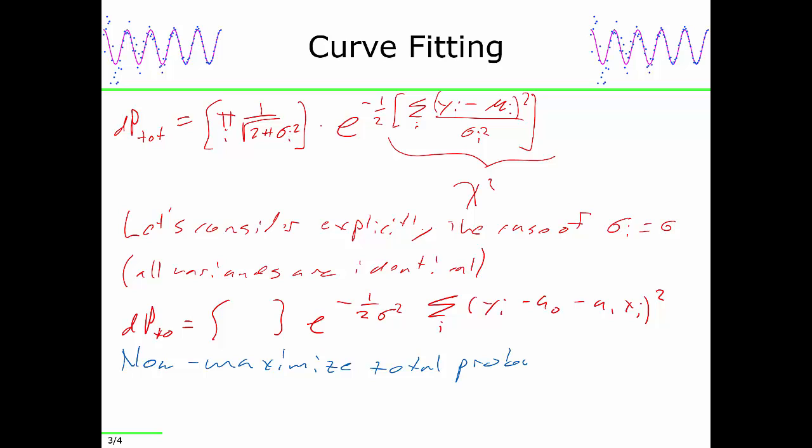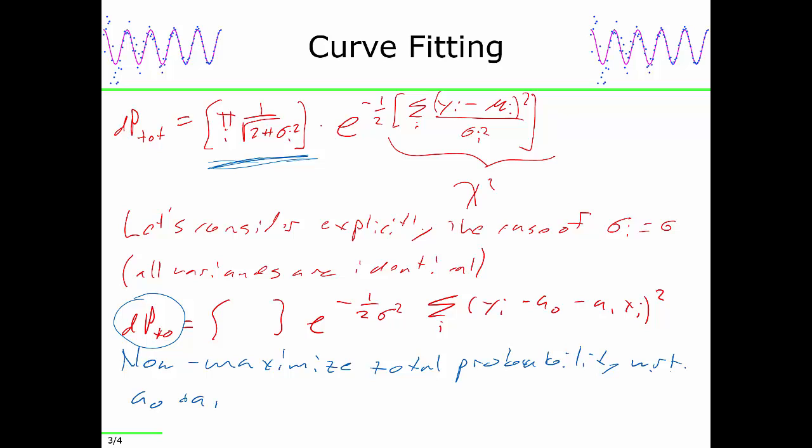And now we're going to maximize the total probability with respect to A0 and A1. We want to find the most probable values for A0 and A1. When will we have the most probable? When the probability is maximized. If we're maximizing the total probability, this is a constant with respect to A0 and A1, so that's not going to be very interesting in terms of the maximization. If I rescale the probability by a constant, I'm still maximizing to the same value.